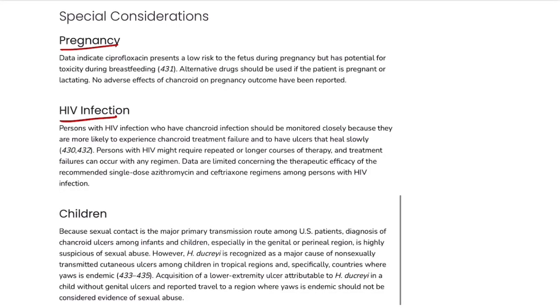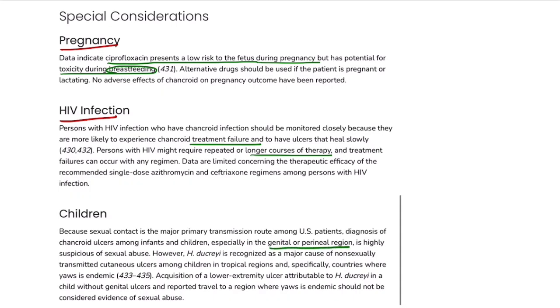So there are some special population. In pregnancy and in patient with a concomitant HIV infection, the regimen remains the same. In pregnancy, they have given a special mention for ciprofloxacin, though it is of low risk for the fetus during pregnancy, but there can be toxicity in breastfeeding, so it should be avoided in lactation. All the 4 drugs are safe in pregnancy, and azithromycin is preferred because of the single oral dose. In HIV infected patients, there are frequent treatment failures and they need repeated dosing for the treatment.